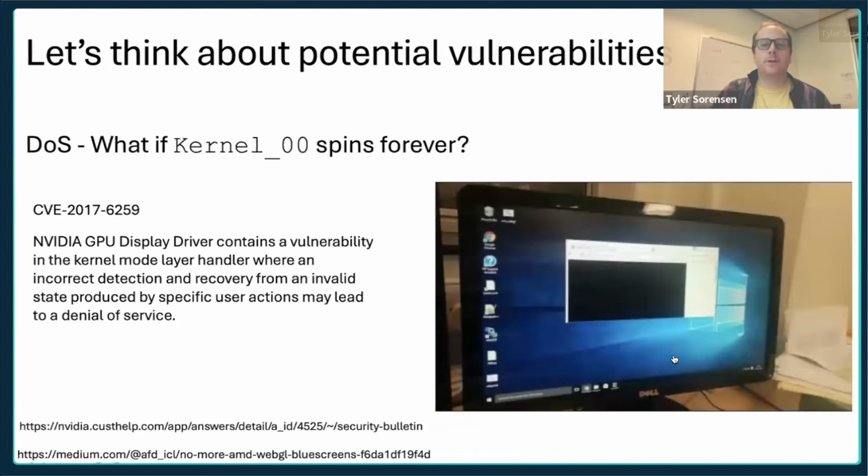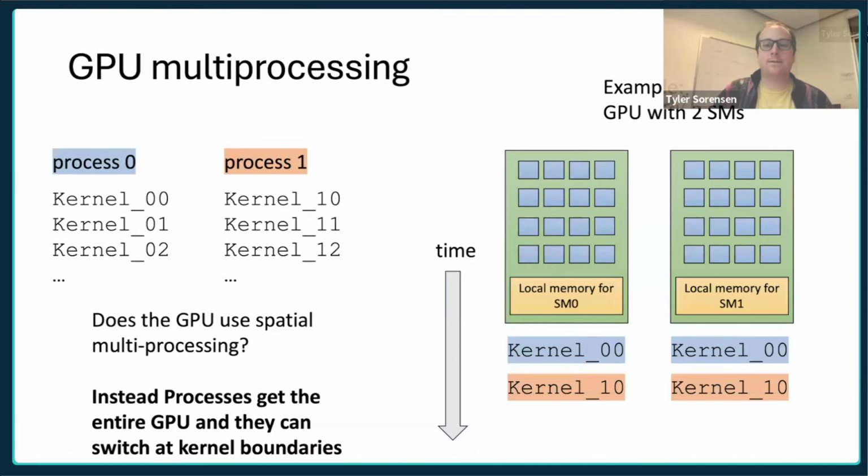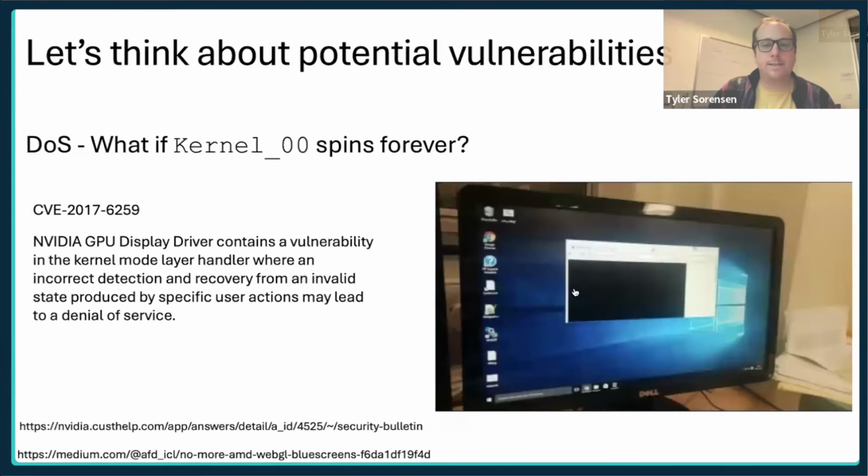If we think about vulnerabilities, even with this model that we had over here, we can probably think about some bad things that could happen. One bad thing that can happen is, for example, if this blue kernel decides to have an infinite loop? We've all written infinite loops in our program. And this actually came out of my previous research group.